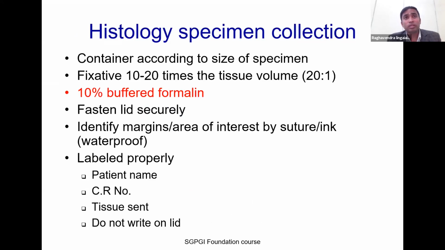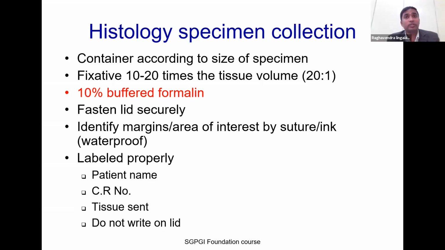Coming to the histopathology lab, the golden rule is to maintain 10 to 20 times the volume of the tissue that you are sending, a resected specimen, in formalin, that is 10% buffered formalin. Fasten the lid securely, because most of the time, by the time it reaches the lab, the formalin has leaked out or spilled over.